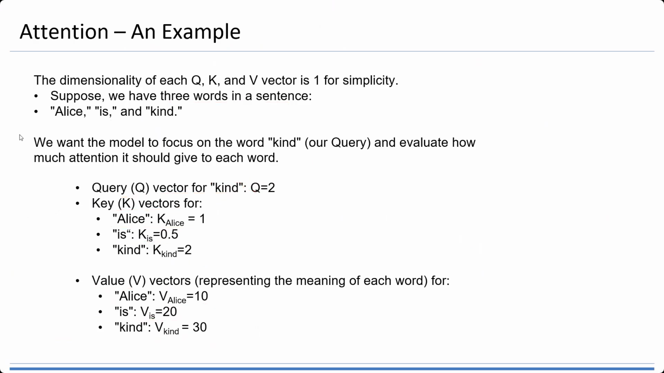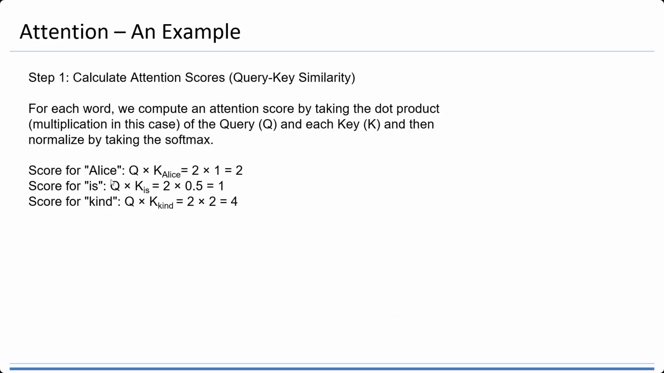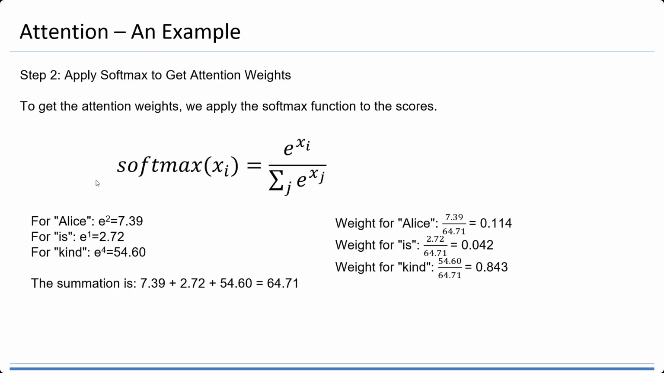So if you still remember, we did this calculation. First we calculate the query key similarity. The query key similarity means I want to know the Q and the K, so we calculate by a multiplication. And then after we have these values, 2, 1, and 4, we calculate with the softmax function. So please bring your calculator, because you may need to calculate this one.